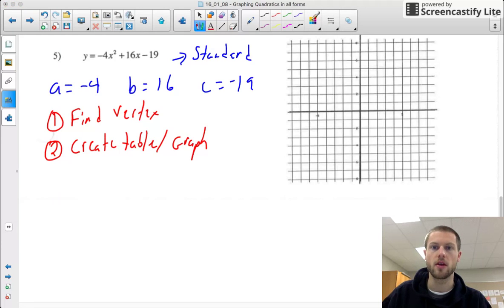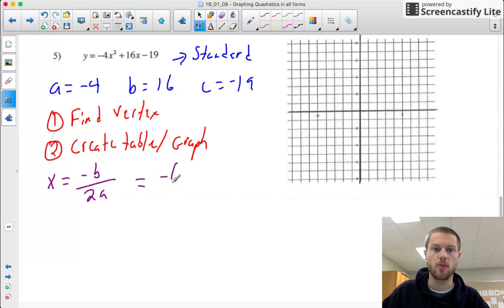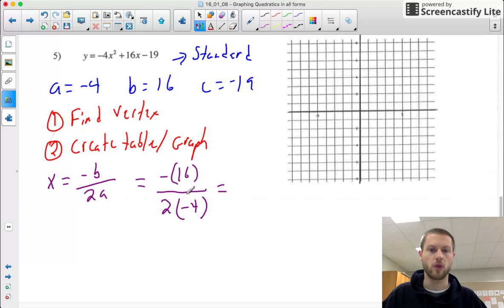The way I'm going to do that is I'm going to use our formula for the x-coordinate of the vertex, -b over 2a. So I'm going to take this b value and stick it in parentheses, and I want to be careful to keep that negative in the mix. I'm going to divide that by 2 times my a value, also in parentheses. With a little bit of quick arithmetic, this is -16 divided by -8, which will give me a +2.